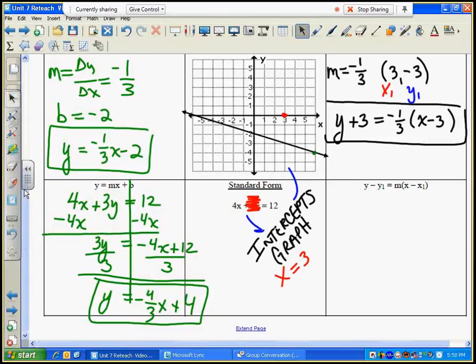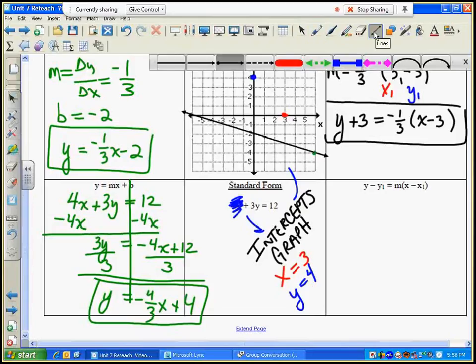Let's say we want to find our y-intercept. That means that our x is going to be equal to 0. When we plug a 0 in for x, that gets rid of that term. You end up with 3y equals 12, which means that y equals 4. So go to your y-axis, go up to the top here, bada bing. Now that gives you enough information to draw your line.